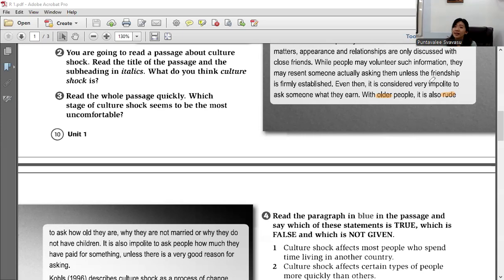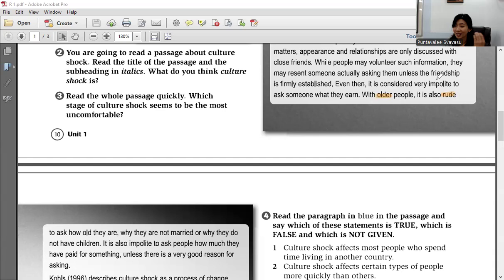You might answer true. But in this sentence, it says with older people, it's rude to ask how old they are. So here they focus on the action, to ask. If you do this, it's rude no matter how old you are, but if you do this to older people, it's rude. But for number 6, it says younger tends to be friendlier. It's just the age thing, they focus on the age, not the action. They just talk about them.